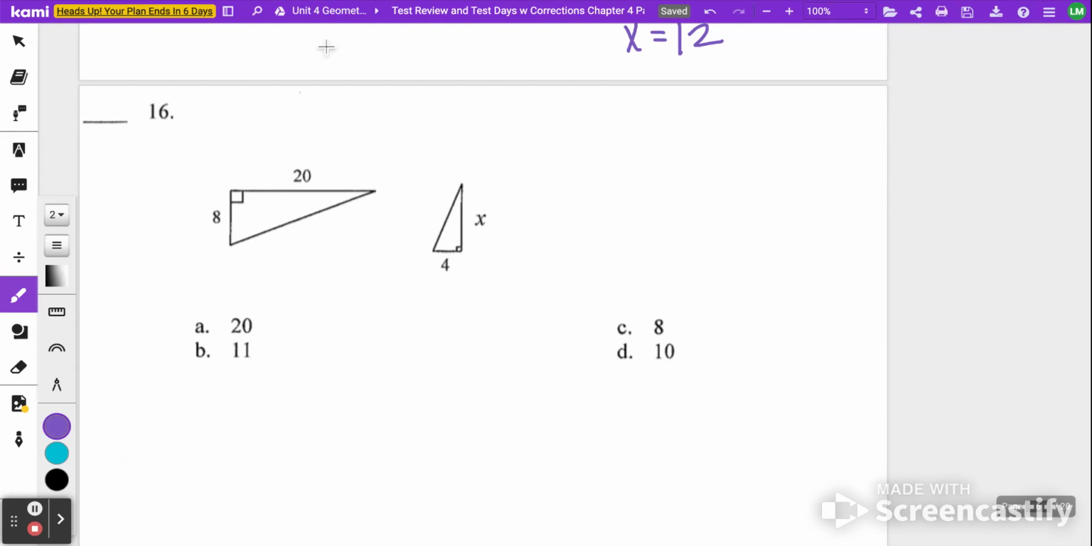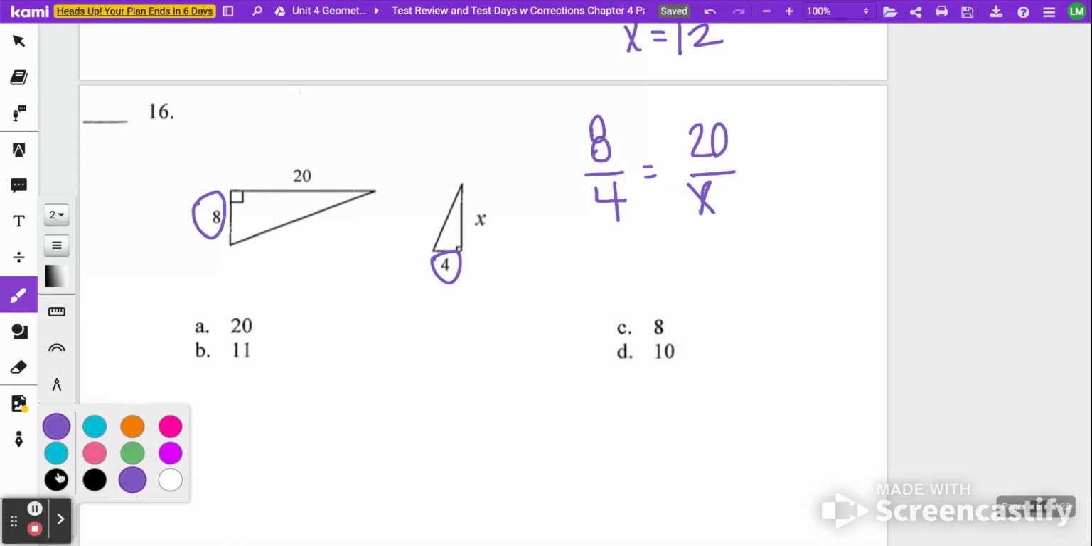Number 16, these are also similar figures. You just have to be very careful. Here I started with the bigger shape and compared it to the smaller shape. So 8 matches with 4. In the same way, 20 matches with x. Some of you notice that 8 and 4 have a relationship, so you've probably already found your answer without having to do the proportion. But in case you didn't, go ahead and cross multiply.